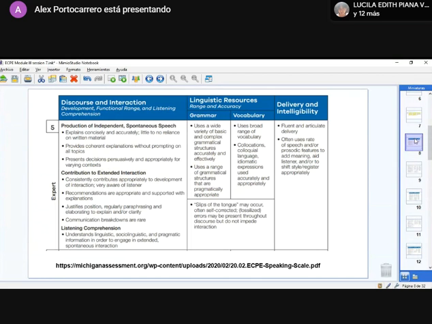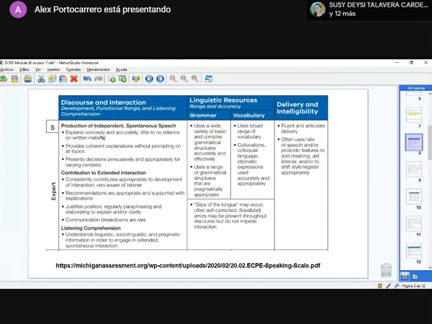Now, this is the rubric. This is what getting a 5 means. Obviously, you have a little report, but this is what you have to compare it to, right? Your test takers will get a 5 in discourse and interaction if they can produce independent, spontaneous speech, if they can contribute to extended interaction, and they have good listening comprehension. What does that mean?